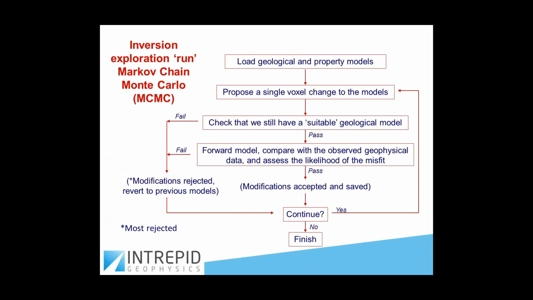We start by loading a geological and a property model, and then a small change is made to that model, which is called our new proposal or our new model. And then we check if that's a suitable change to have made by checking against our geology geometry constraints. If it passes, we go on and proceed to forward modelling. If it doesn't, then we fail the model and it may or may not be kept. Then we go around the loop again to make another voxel change and then create another proposed model, all the while slightly modified. This is the perturbation compared to the initial or the reference model.